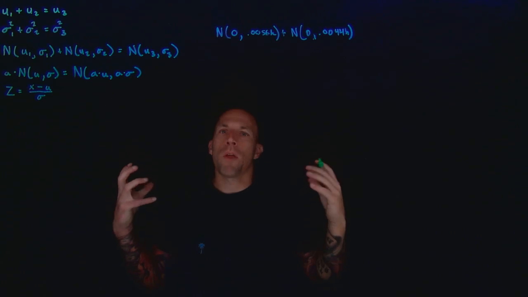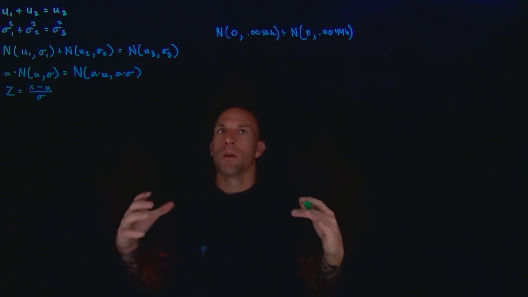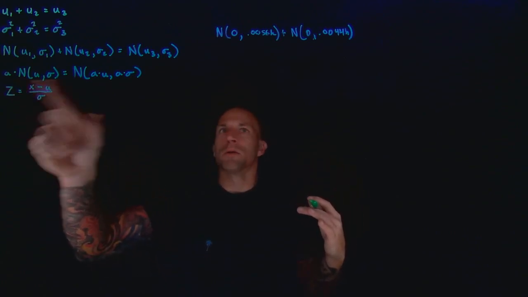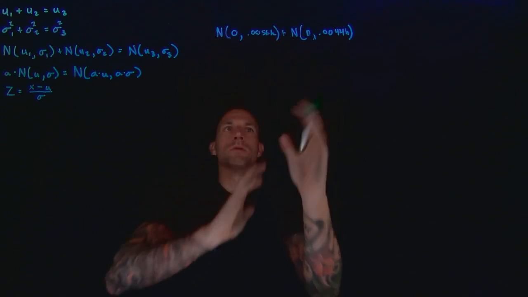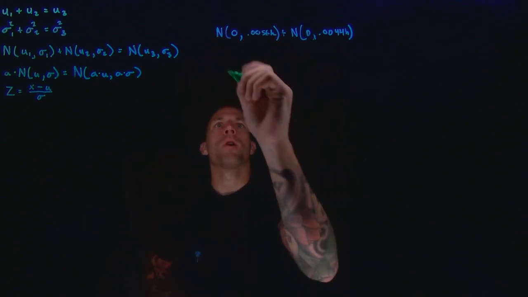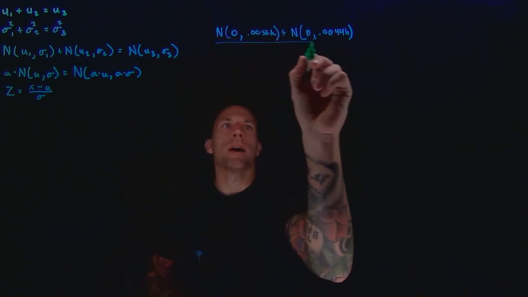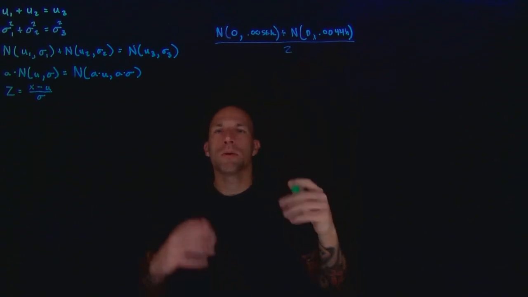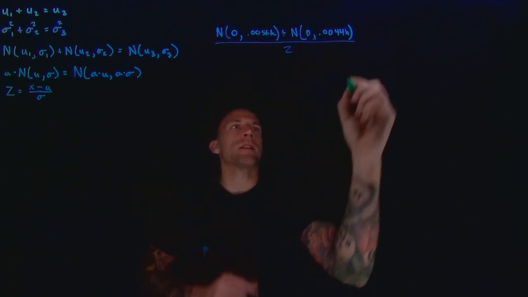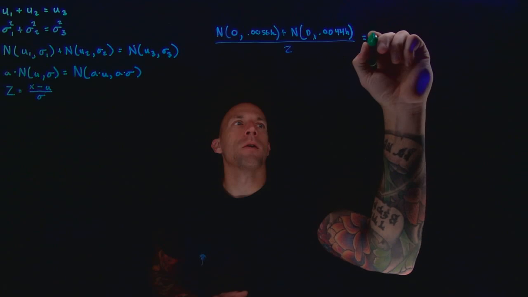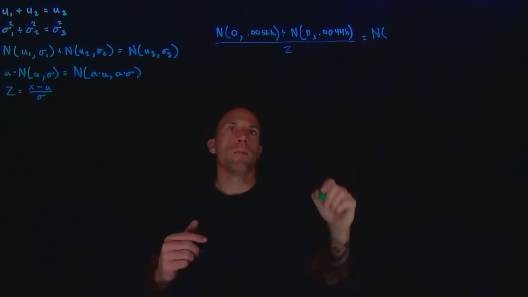And then we want the average of those two. So basically what we want to do is multiply both of those normal random variables by 1/2 or divide the entire construction by 2. It's the same. And that is going to equal some other normal random variable.